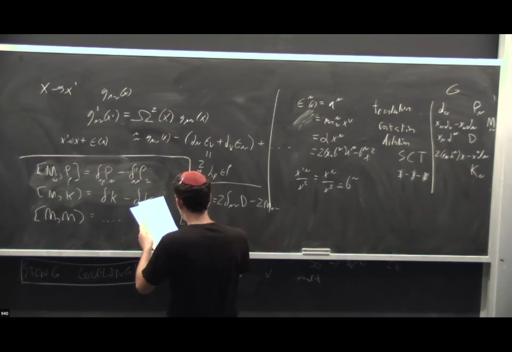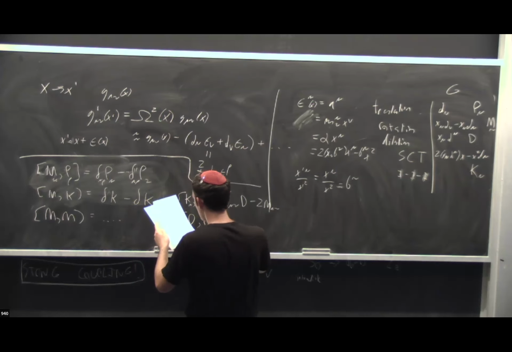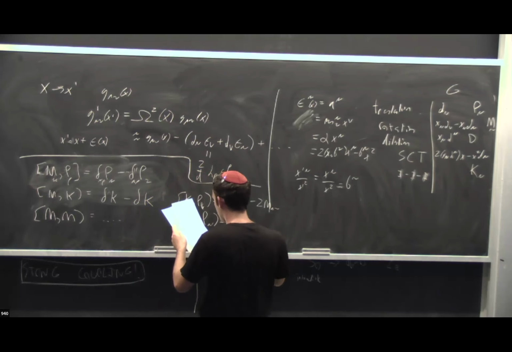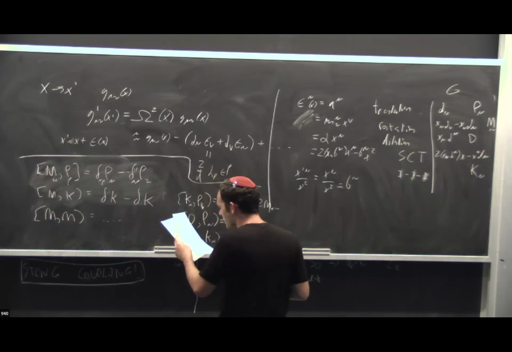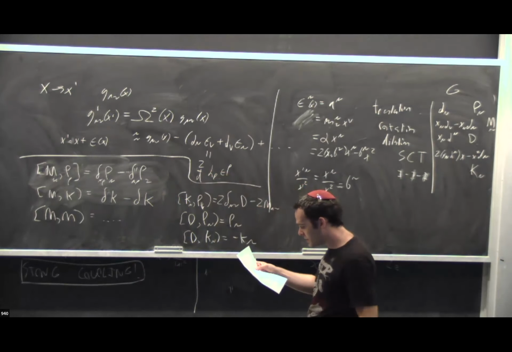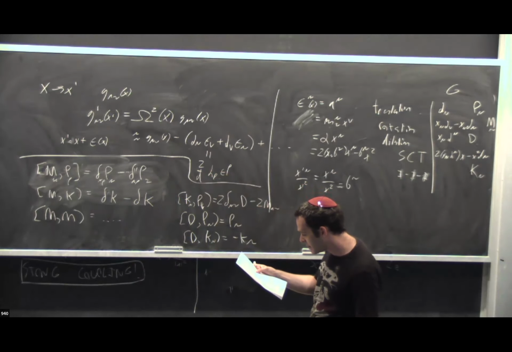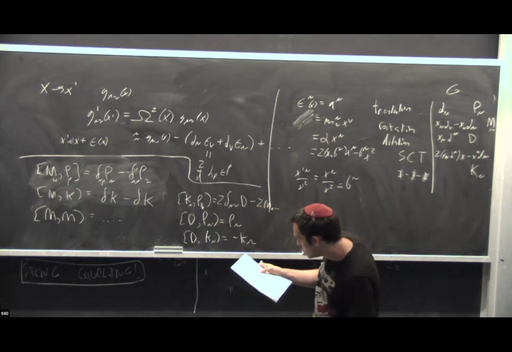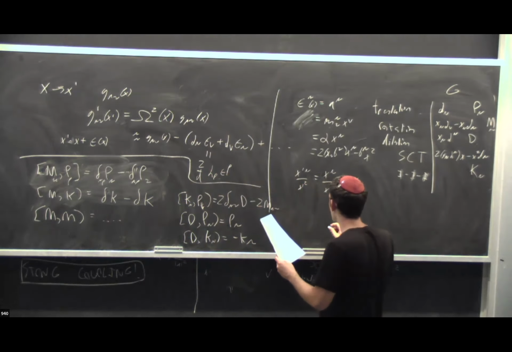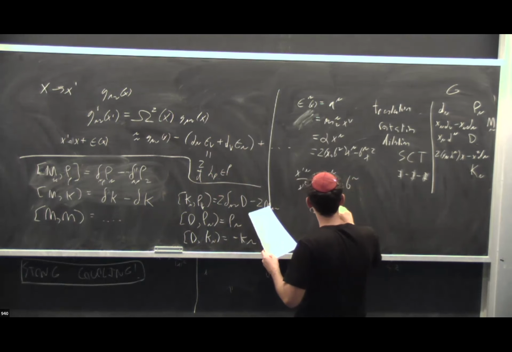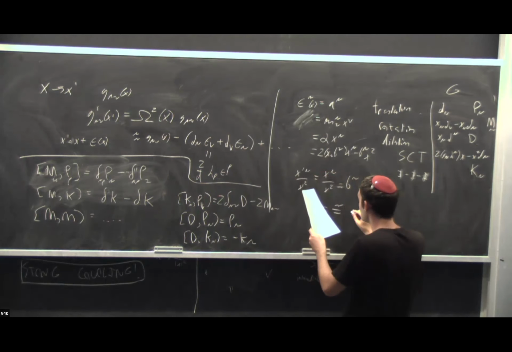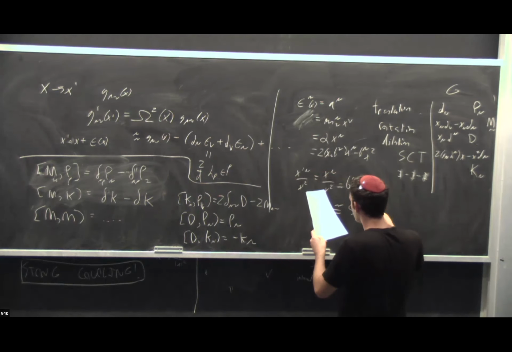And then finally, this one's also interesting. D with P_μ just gives P itself, and D with K gives minus K. So let's interpret what is meant by these things. First of all, you can show that this whole conformal algebra, the conformal group, turns out to be isomorphic in d dimensions to the group SO(d+1,1).